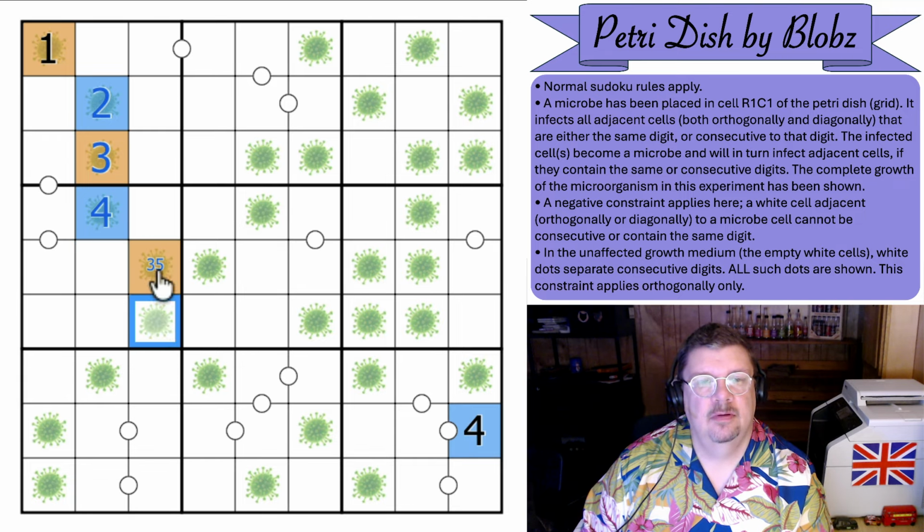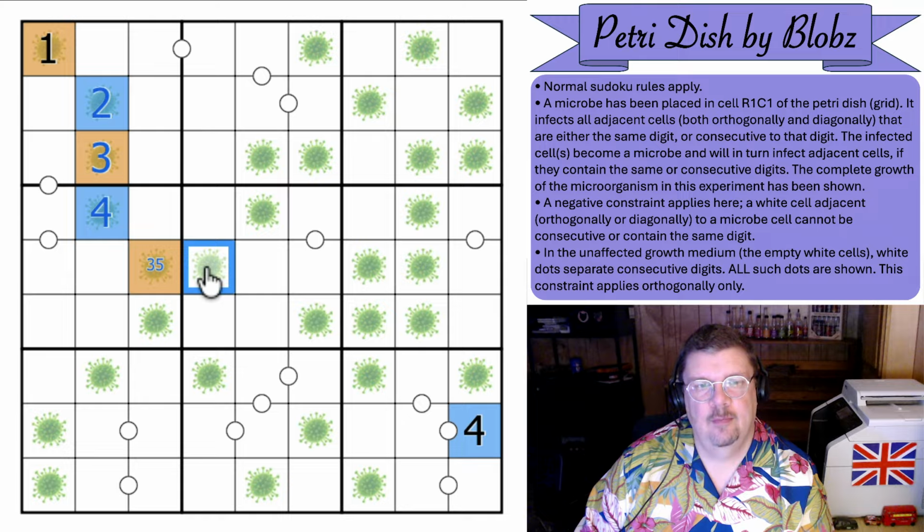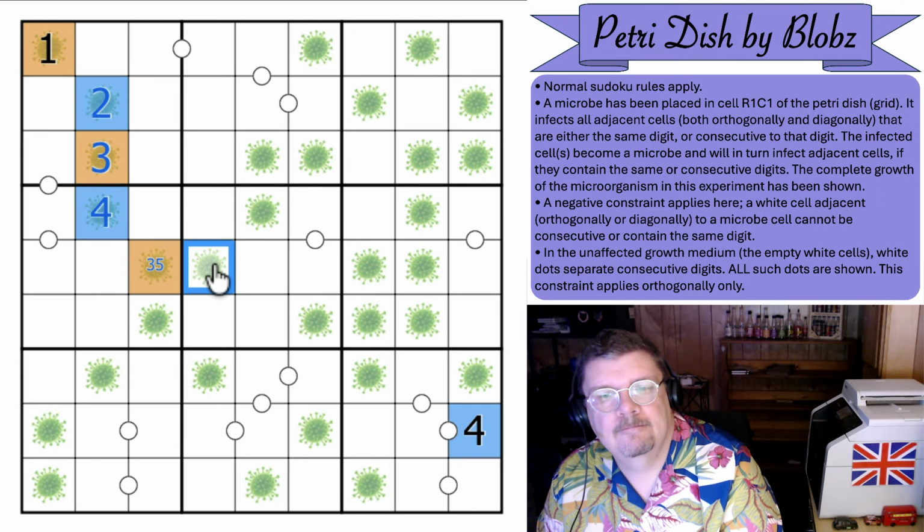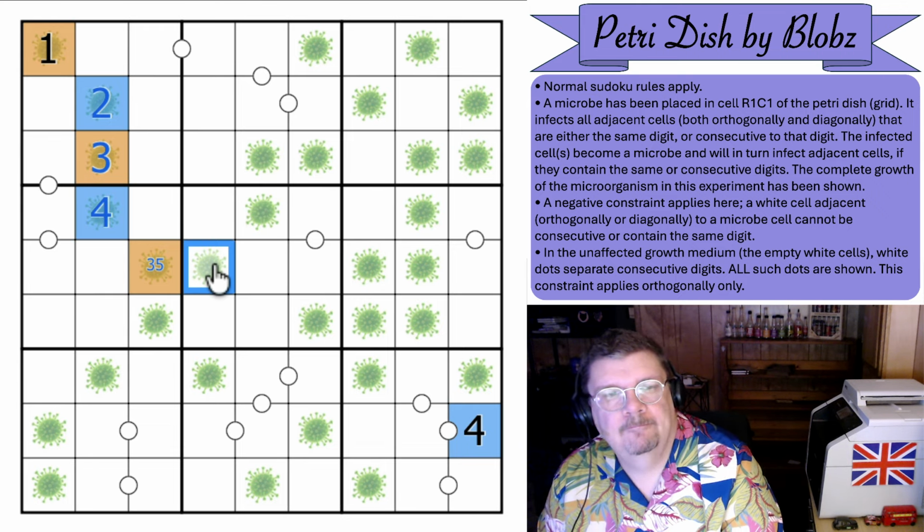This is now complex because that could infect both of these at the same time, which if it did would make them both even. But if this infects this one first, that could then infect that one, making that odd. Interesting.